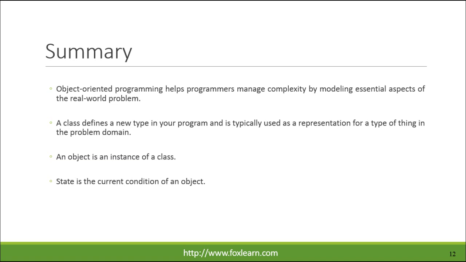Object-oriented programming helps programmers manage complexity by modeling essential aspects of the real-world problem. A class defines a new type in your program and is typically used as a representation for a type of thing in the problem domain. An object is an instance of a class. State is the current condition of an object.